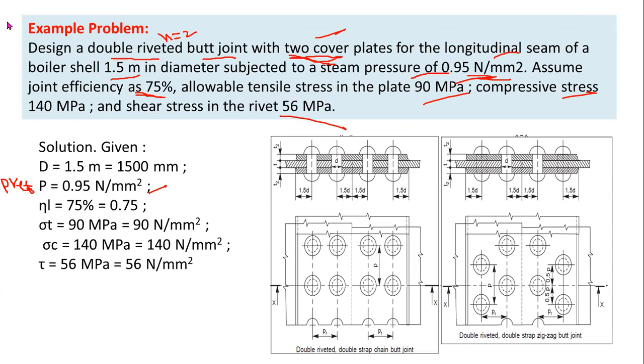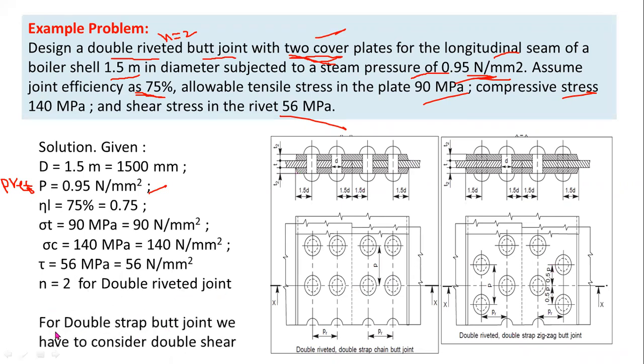Here the given question is double riveted, double strap butt joint. This one also is a double riveted, double strap butt joint, and this one also. But this is a chain riveted joint, and this is a zigzag riveted joint. For double riveted joints, you have to consider n equal to 2. For double strap butt joints, you have to consider double shear. In our question, you have to consider two cover plates. That means double straps. For double straps, you have to consider double shear.